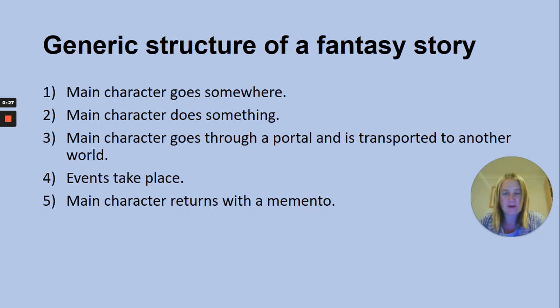So this is what we looked at yesterday, how we looked at the different stages of the Leon and the Place Between story, and we pulled out what the generic structure points are, and your story is going to follow those same ideas. So your main character goes somewhere, then your main character does something, then your main character goes through a portal and is transported to another world, and in that other world events take place, and then to prove they had been there and it wasn't just a dream, your main character will return with a memento.